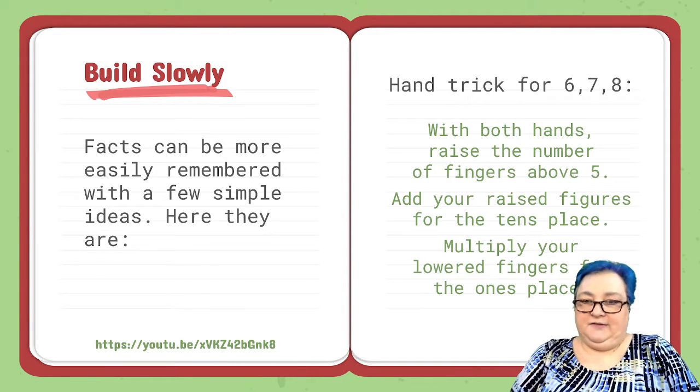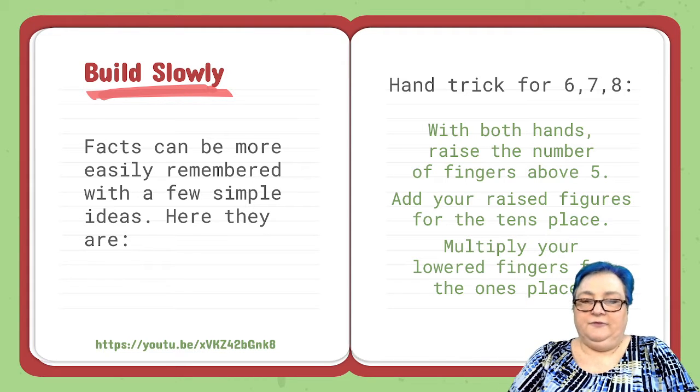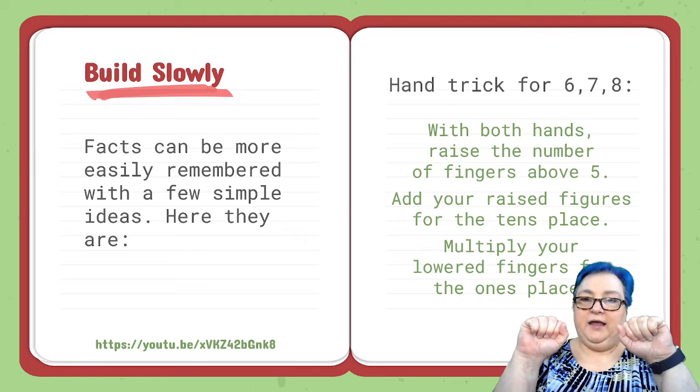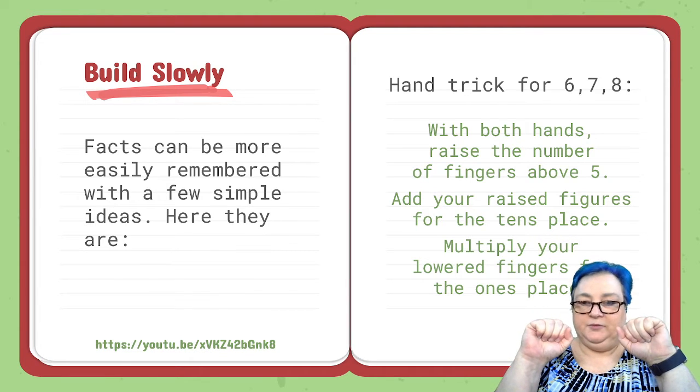Well, let's talk about 6, 7, and 8. 6, 7, and 8 is a struggle for many of our students. So there's a hand trick that I like to show. Here's my hands. I'm going to raise the number of fingers above 5. I'm going to add and then multiply. So let's do 6 times 7.